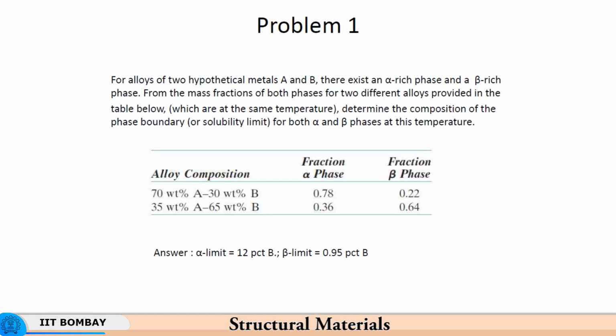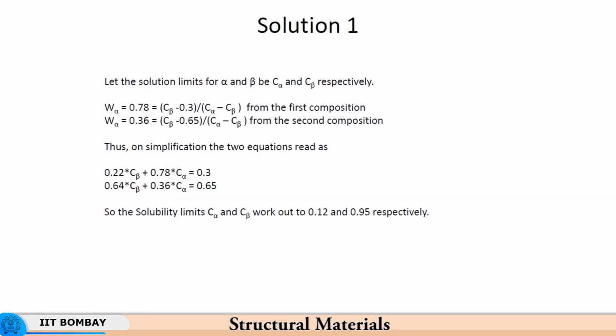If base metal is A, how much of B can be dissolved in A, and how much of A can be dissolved in B if it is a beta rich alloy? So, this alpha limit, well, the answer has been given here: 12% B, and beta limit is 95% B. So, alpha limit is 12% B, beta limit is 95% B, which means that 5% of A is soluble in B, and here 12% of B is soluble in A. That is the meaning of this answer.